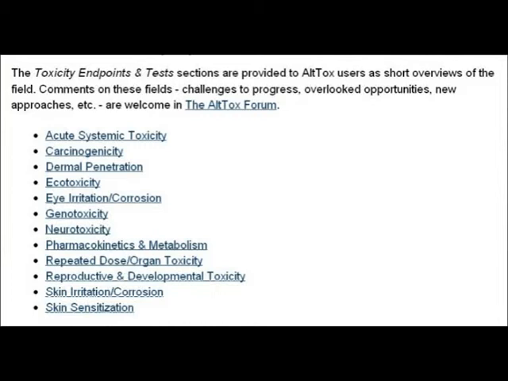In this part of toxicity test, we're going to look at pharmacokinetics and metabolism. This episode of toxicity test will be in two parts.